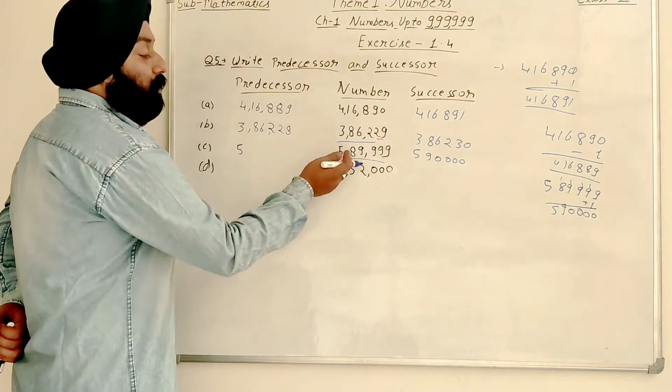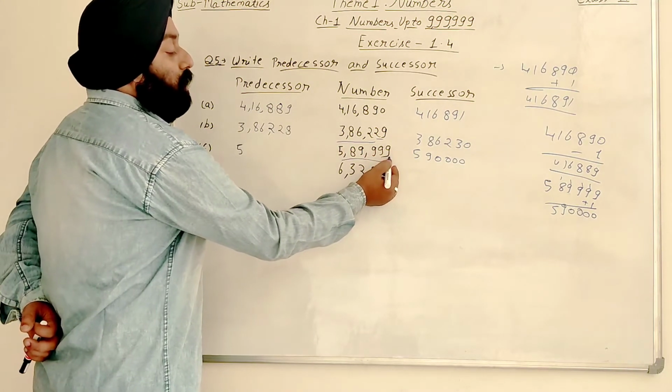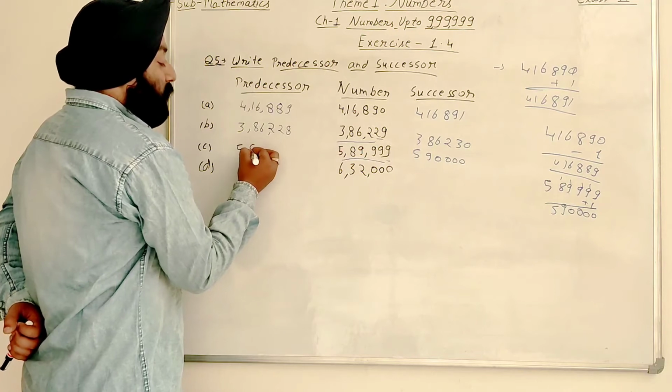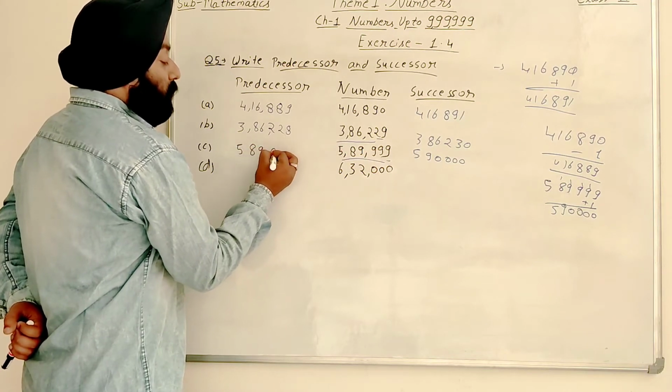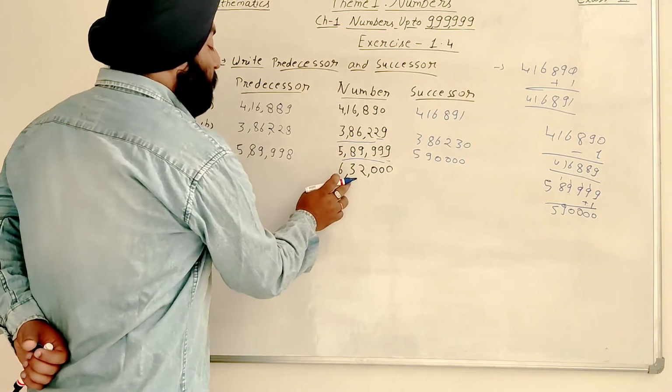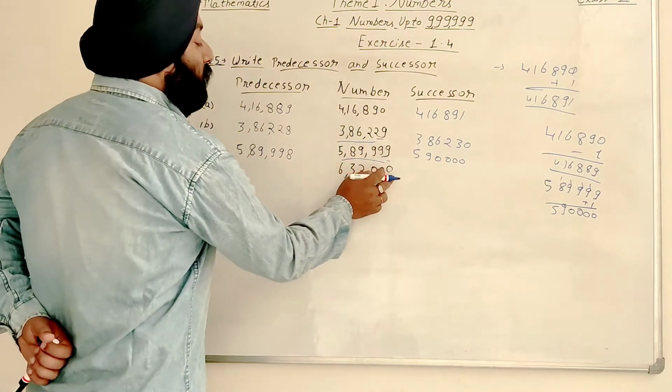And for predecessor, we have to just subtract 1. By subtracting 1, we got 8 on the 1's place. Then 5,89,998 is our predecessor.